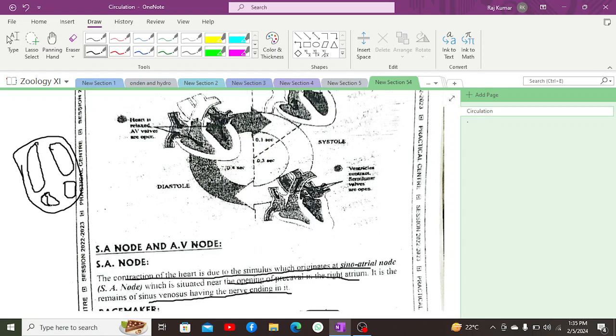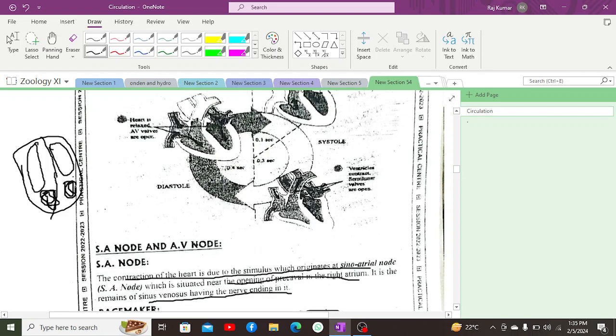The reason behind it is that the interventricular septum present here is not a straight septum. It is obliquely transversed towards the right side, due to which the right ventricle is smaller and the left ventricle is bigger, but the cavity of the right ventricle is bigger and the left ventricle's cavity is smaller.